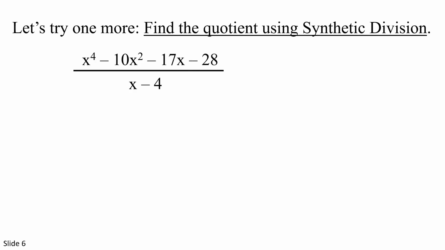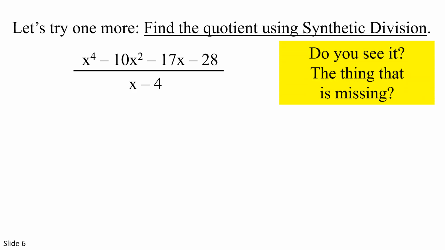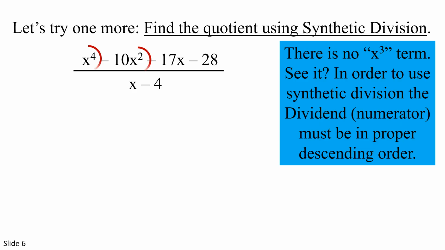All right, let's try one more. So we want to find the quotient using synthetic division. x to the 4th minus 10x squared minus 17x minus 28 divided by x minus 4. Do you see it? The thing that is missing? There's something missing. Notice that there is no x cubed term.